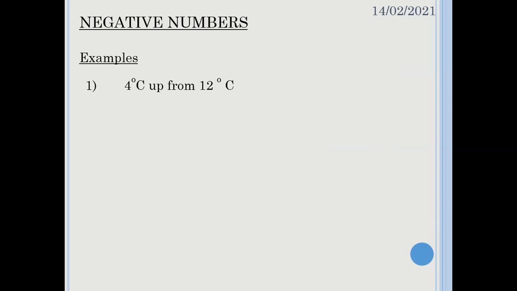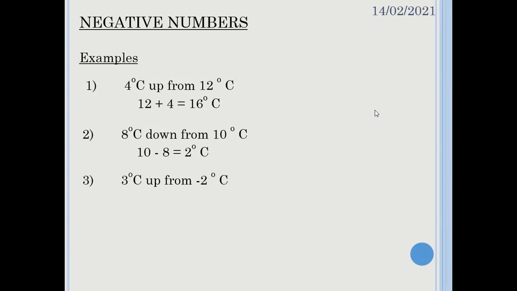So, let's look at some examples then. What's 4 degrees up from 12 degrees Celsius? Well, the word up suggests that it's going to be adding, so we're going to get warmer. So 12 degrees, 4 degrees up from there is 16 degrees. 8 down from 10 degrees Celsius: if it's going down, it's getting colder, so it's getting closer to zero and then possibly dropping below it. So it's going to be 10 take away 8, so that's 2 degrees Celsius.